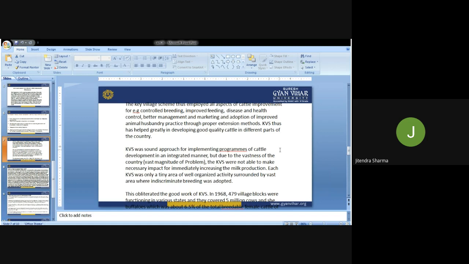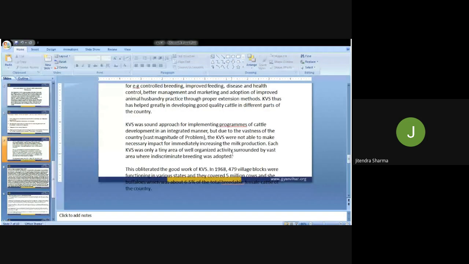This was good work of KVS in 1968. 479 village blocks were functioning in various states, and they covered 5 million cows and buffaloes, which was about 6.5% of total breedable female cattle of the country. Because of these limitations, only 6.5% of breedable animals were being taken under consideration under the key village scheme, because our country is very vast.